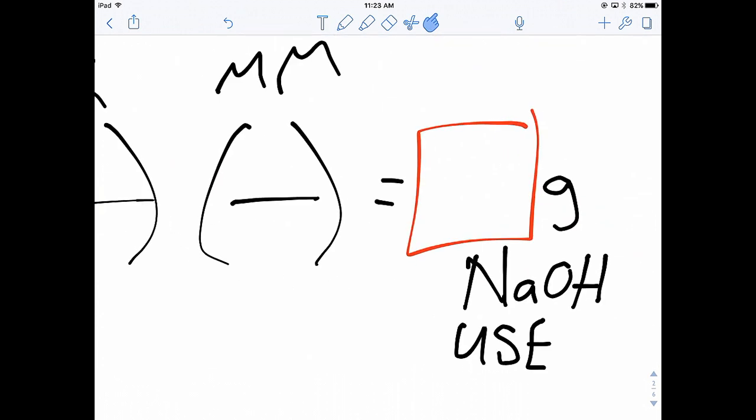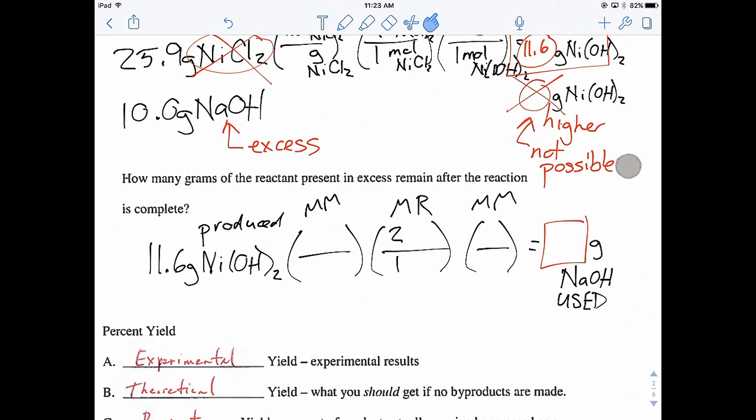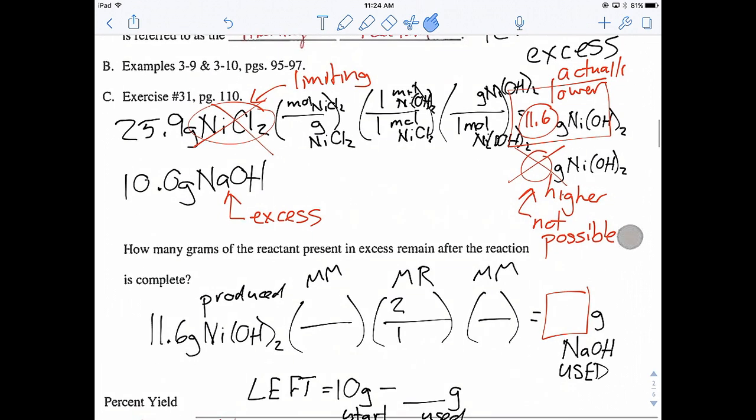If you think about it for a second, if we know how much we started with and we know how much we used, hopefully you're coming to the same conclusion that all we need to do is a simple subtraction. So to figure out how much is left, we need to do the 10 grams we started with. Oh, it should be 3 sig figs, there's a side note. Minus however many grams we used gives us how much is left over. And you get your answer for that. That is how much of the excess should be left when the reaction is complete. Again, it's left over because we ran out of our limiting reactant, nickel chloride.